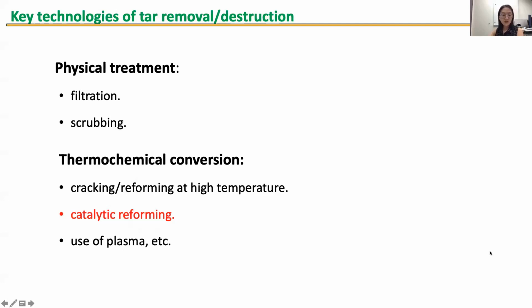Among all these methods, the catalytic reforming of tar is considered the most promising method due to its high efficiency. And also during the catalytic reforming of tar process, the tar can be converted into some useful gases like hydrogen and CO.